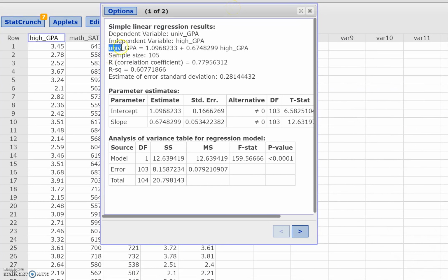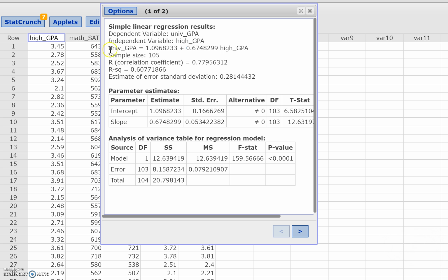So we have our entire line. If you had somehow a 0 in high school as your GPA, we predict your university GPA to be a 1.1. And then for every 1 point your high school GPA increases, your university GPA would increase by 0.67. So that will be the relationship.